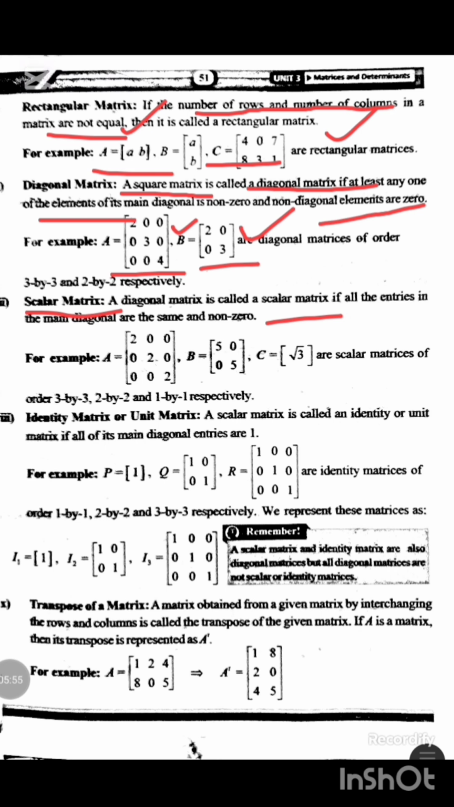A diagonal matrix is called a scalar matrix if all entries in the main diagonal are the same and non-zero, just like this: 2, 2, 2. If these main diagonal entries are the same, then we will call this diagonal matrix a scalar matrix. In matrix B, you can see main diagonal entries are the same and non-zero, so that's why these are also scalar matrices.